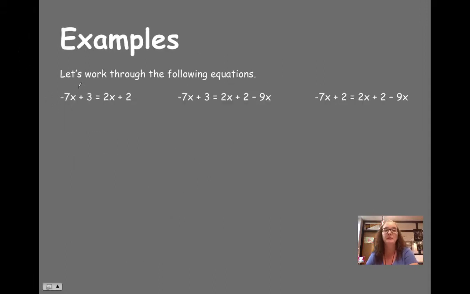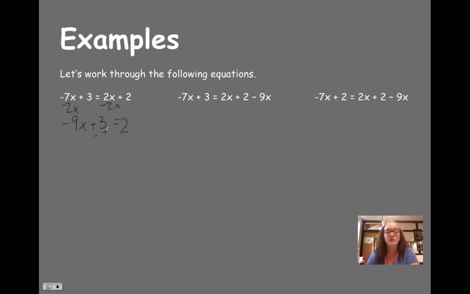So here are some examples. Let's work through the following equations. Remember our steps. We want to get a variable on one side of the equation and we want it to be all by itself on one side of the equal sign so that we can solve. So here we have -7x plus 3 equals 2x plus 2. I am going to do the inverse and subtract 2x from this side and subtract 2x from this side. Now I have -9x plus 3 equals 2.